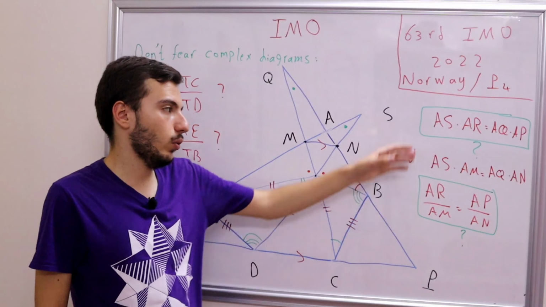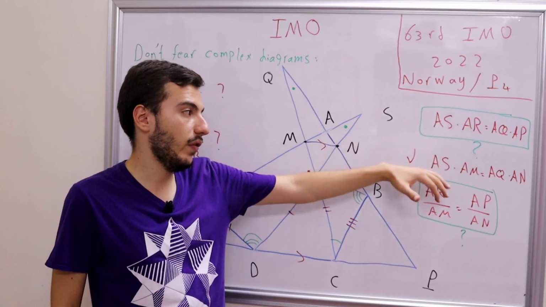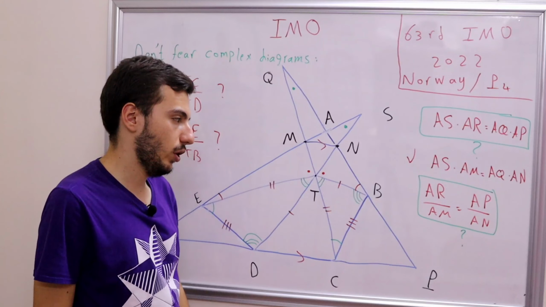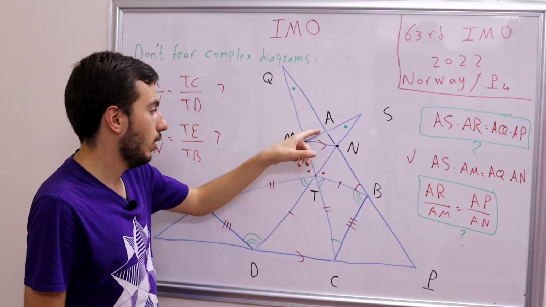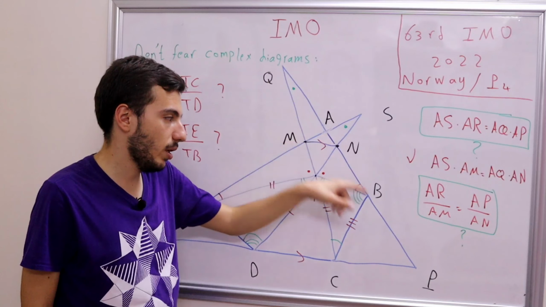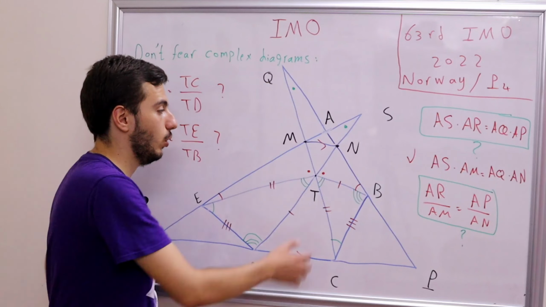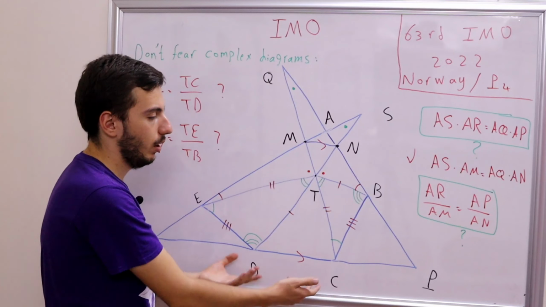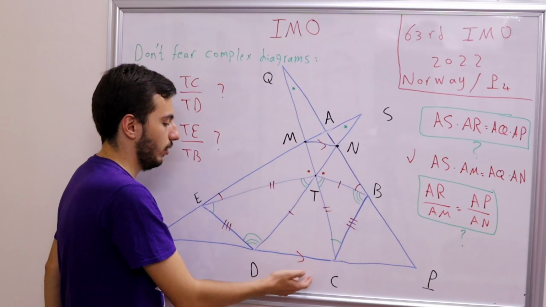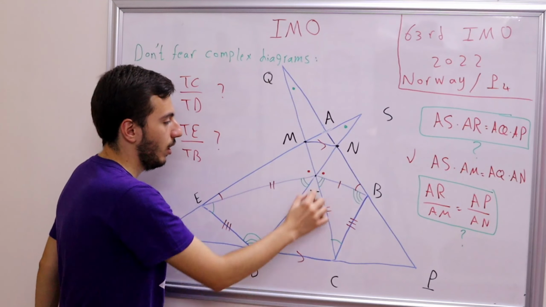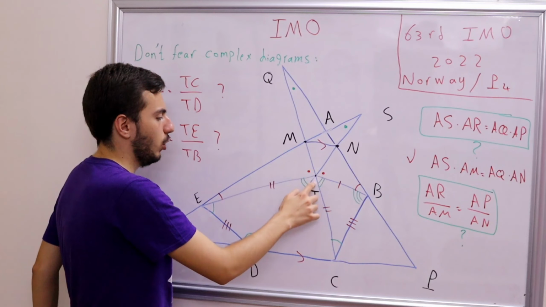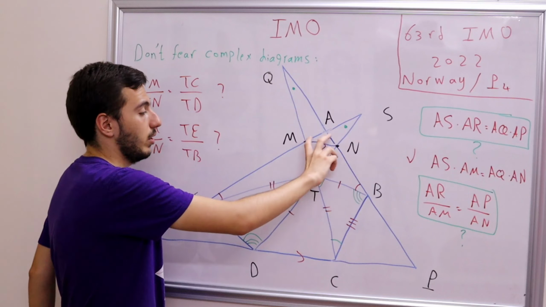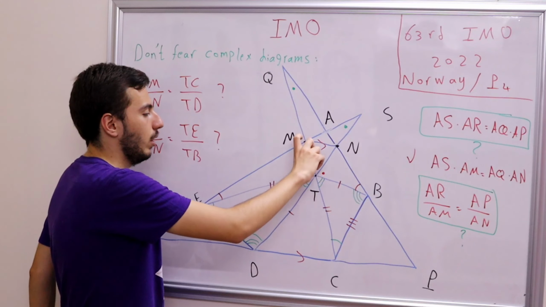So that suggests that we take the ratio, dividing both relations over each other. And guess what? We just need to show that AR over AM equals AP over AN, which means that we just need to show that MN is parallel to CD. How do we show that this is parallel to this one? Clearly, we just need to show that this one is similar to this one. We already have one angle in common, so we just need to show that the sides have the same ratio.